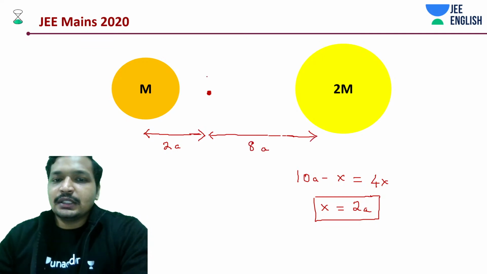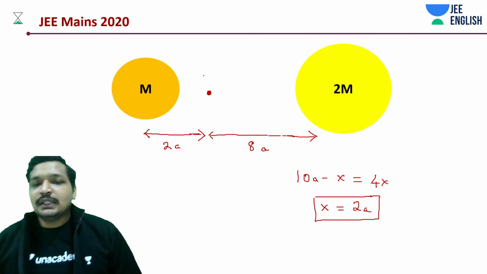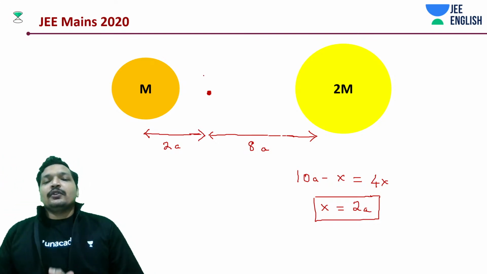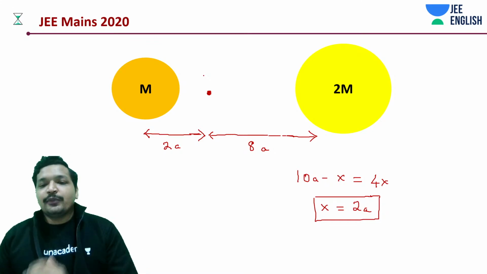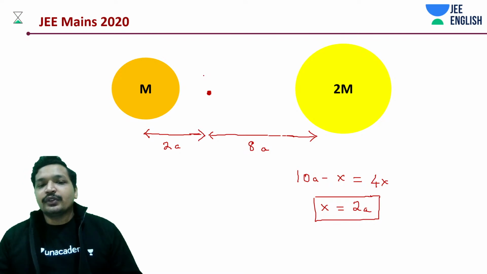10 is the total distance. Okay, now comes the really important part of this. We'll move on to the next page. This is where the most important point lies. What is the next thing that we are going to do to reach up until this point?